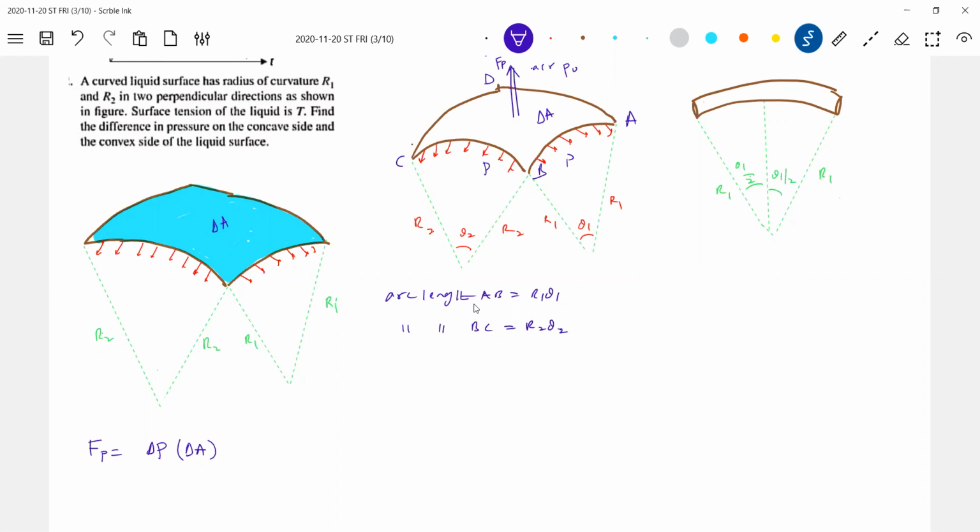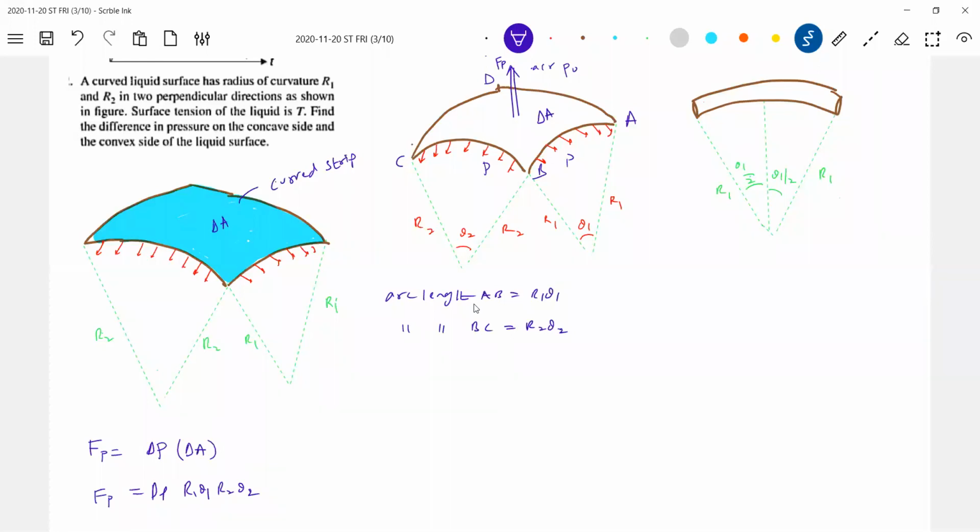The area of the strip, the curved strip. Curved strip, not arc. I think all of you know patch. If I call it a patch, you should be able to understand. Now the delta P, keep as it is. What is area? R1 theta 1 times R2 theta 2.